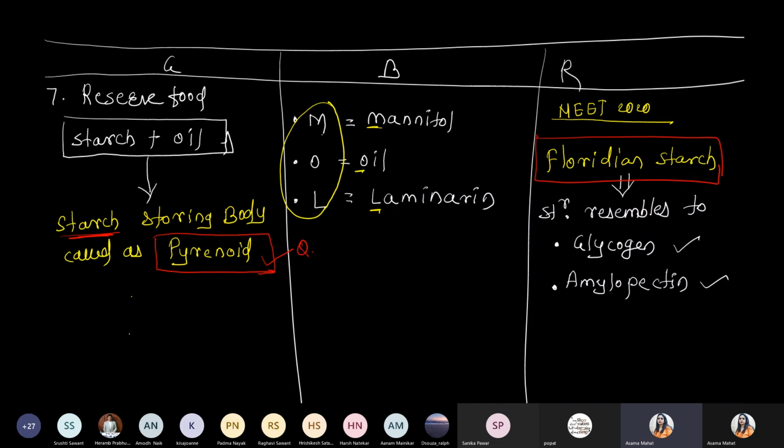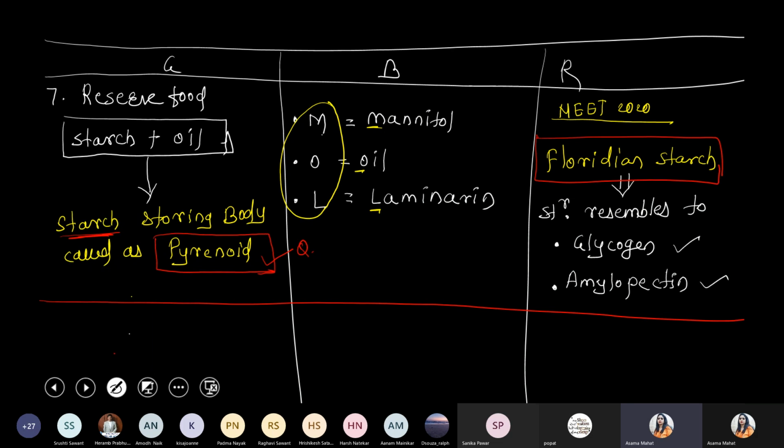Okay, chalo. Now number 8 point. Part 7 is over. Now we are talking about number 8: vegetative reproduction.